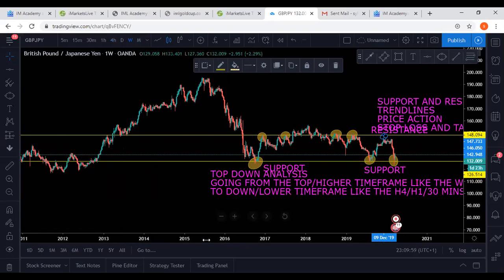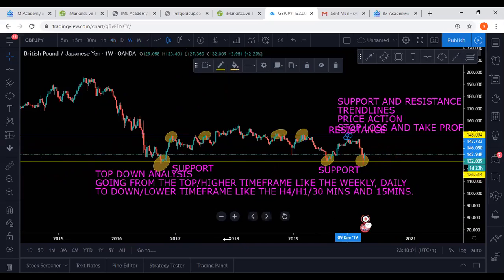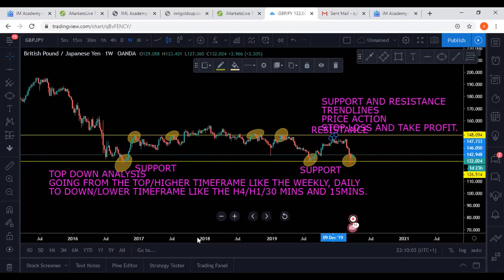Let me use the higher time frame to also explain trend lines to you guys. When you hear trend lines, when you hear downtrend or uptrend, what it simply means is: is the market going up or is the market coming down? If the market is going up, it's called an uptrend. If the market is coming down, it's called a downtrend.